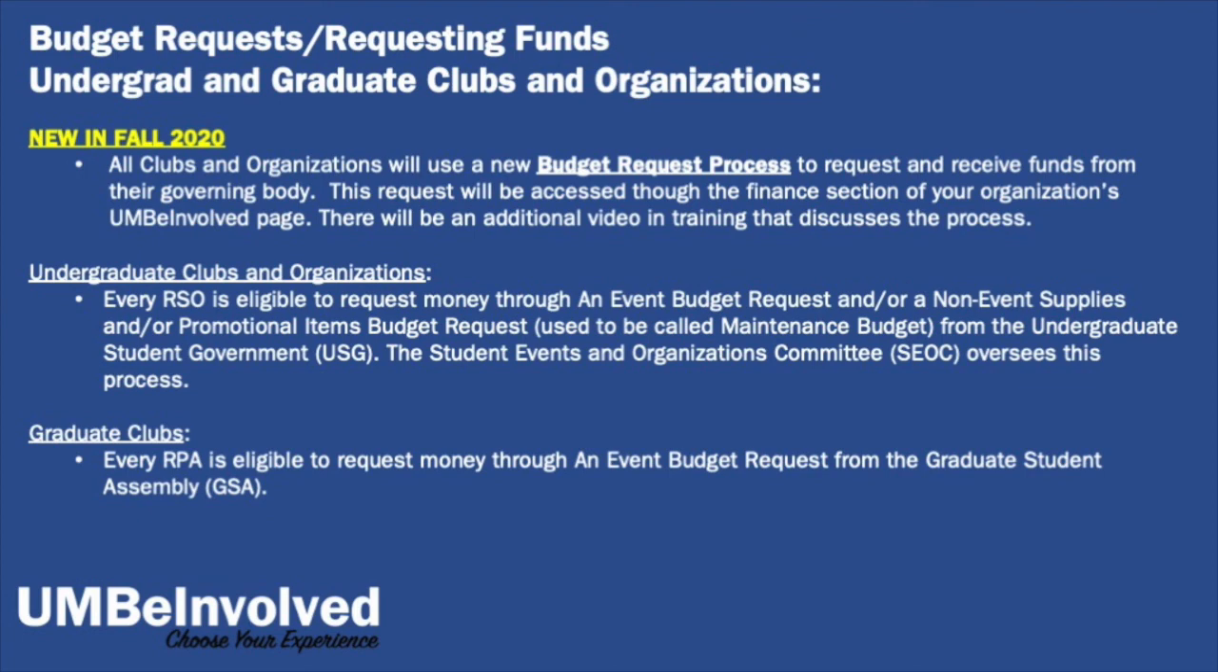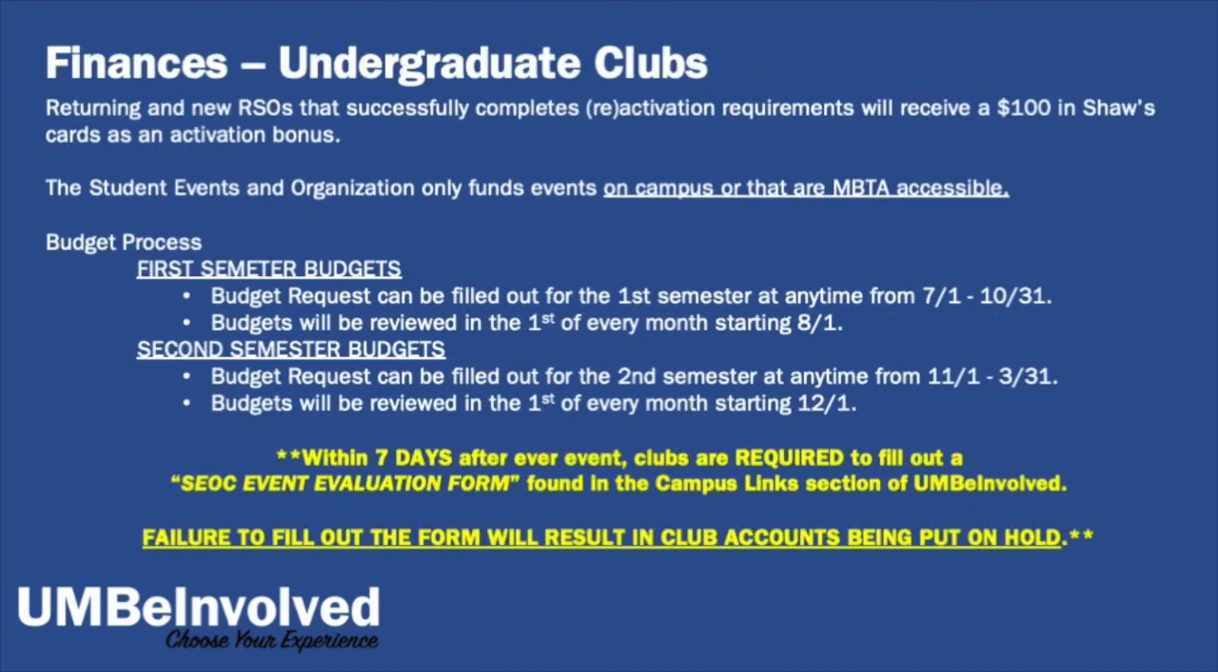Undergraduate clubs. Every RSO is eligible to request money through an event budget request and/or a non-event supplies and/or promotional items budget request, used to be called the maintenance budget, from the Undergraduate Student Government. The Student Events and Organizations Committee, SEOC, oversees this process. Graduate clubs. Every RSO is eligible to request money through an event budget request from the Graduate Student Assembly.